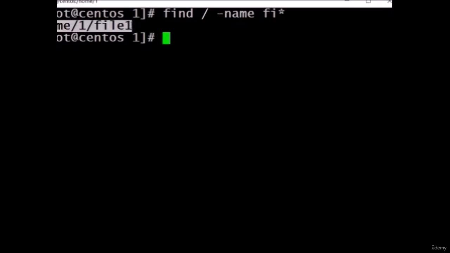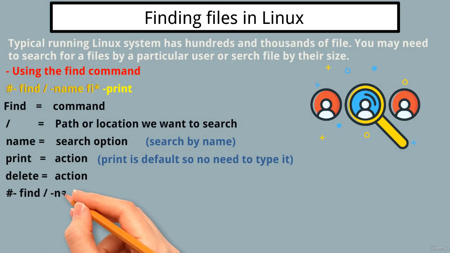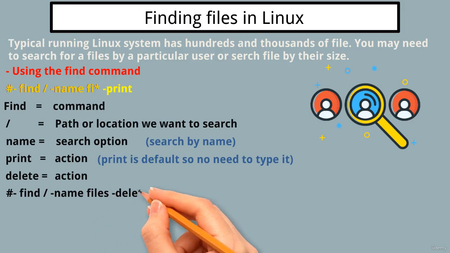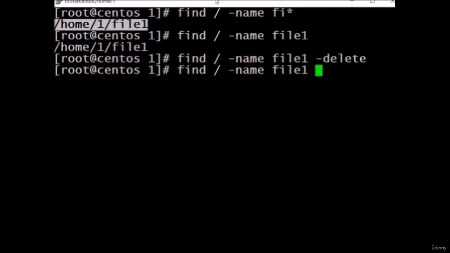But let's say you wanted to find a file such as file1 that we found, and maybe you wanted to delete it. Right here is the command: find anything under root, name of the file is whatever you want to find, or many files that you want to find, and delete it. So let's run this command and see what happens. No error messages. Let's run the find command again to see if that file comes up in our search or not. Enter. As you can see, no results are found. That file has been deleted.